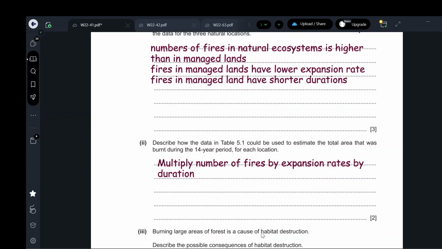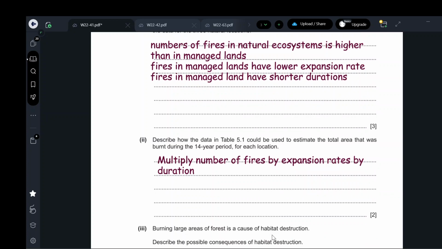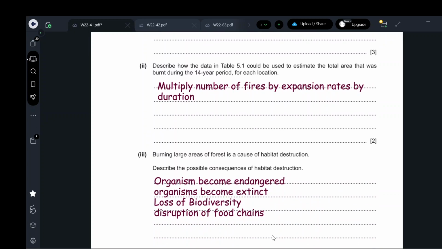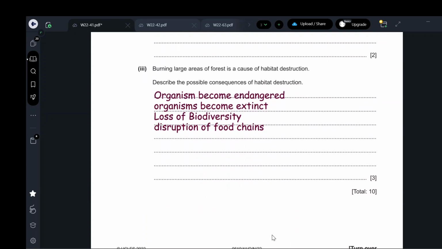Burning large areas of forest is a cause of habitat destruction. What are the consequences of habitat destruction? What happens when you destroy the habitat? When you destroy the habitat, extinction of animals. Animals become endangered. They become extinct. Loss of biodiversity. Disruption of the food chains. Negative effects on the nitrogen cycle and the water cycle and the carbon cycle. All the cycles will be affected.